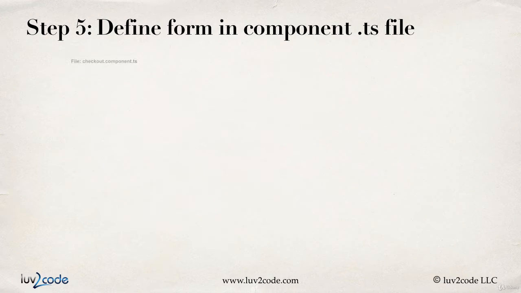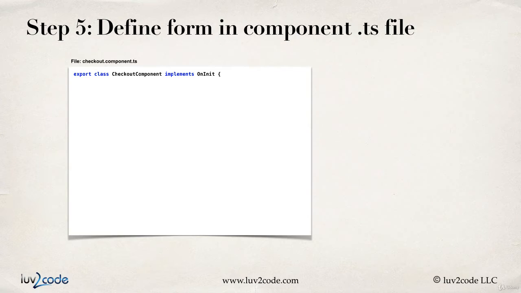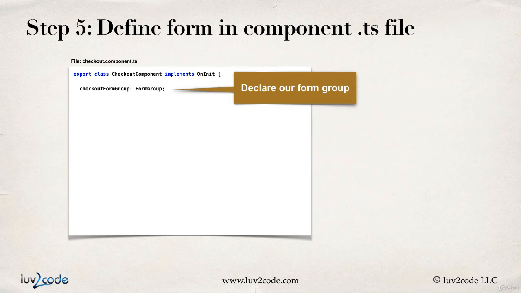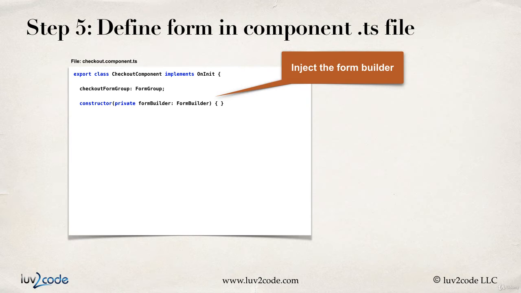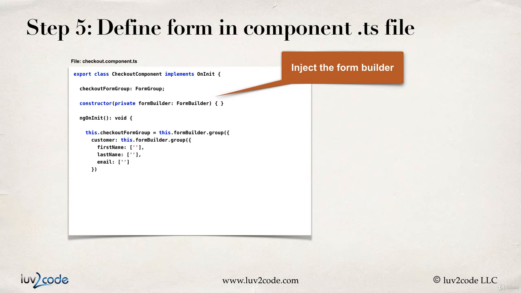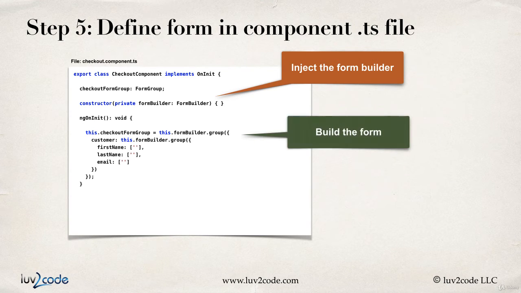So here's the part of defining it in our component.ts file. In our checkout component.ts, we declare our form group called checkoutFormGroup. Then we inject the FormBuilder into our constructor. And then we'll use the form builder to actually build the form. So here we have this.checkoutFormGroup equals this.formBuilder.group. All right, so we're creating a form group.